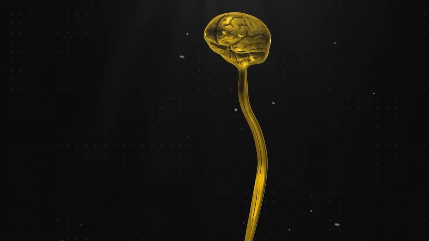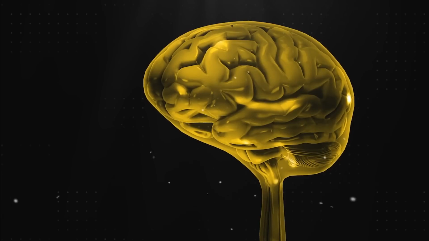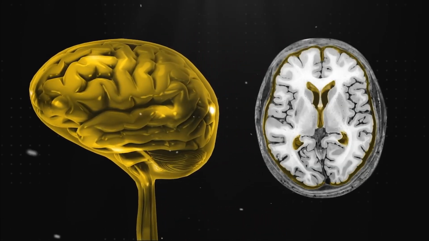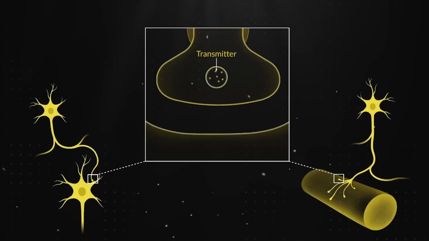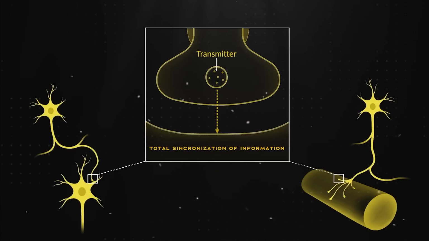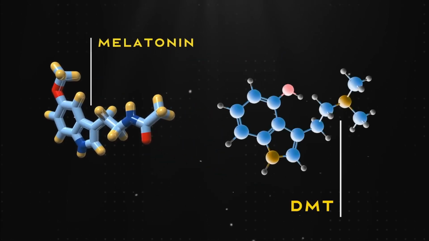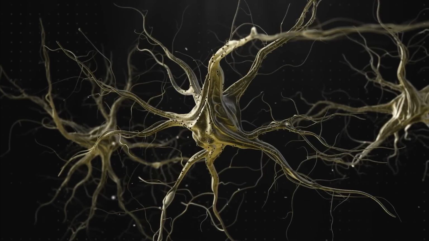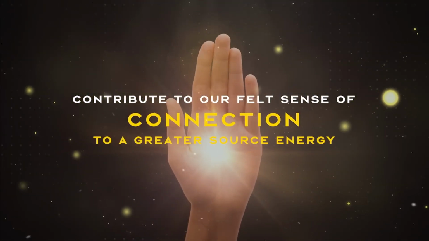Imagine, then, the CSF as a conduit for the transmission of information. When a substance like melatonin or DMT is released into the CSF, it can quickly disperse the signal throughout various parts of the brain and spine simultaneously. This transmission occurs without the need for synapses, allowing for a total synchronization of information. This process can involve not just molecules like melatonin or DMT, but also growth factors crucial for brain development or health, or even frequencies and vibrations that contribute to our felt sense of connection to a greater source energy.